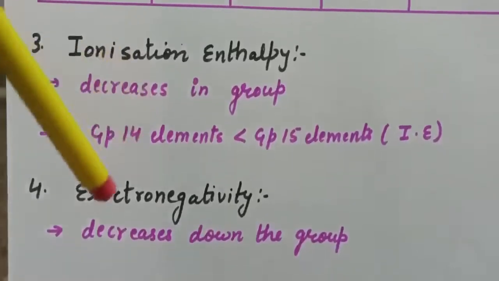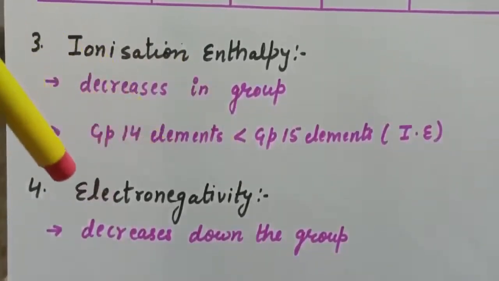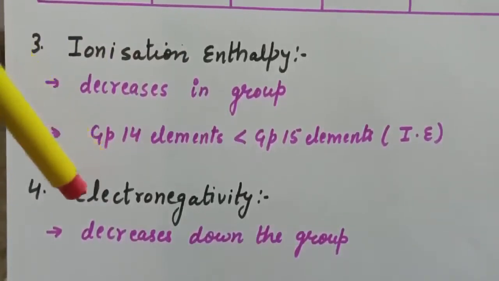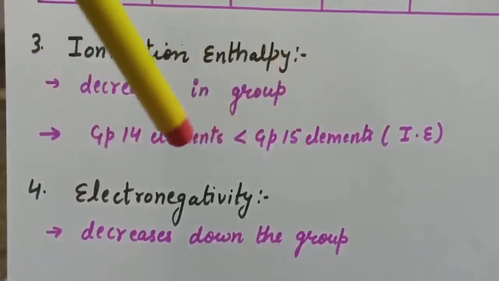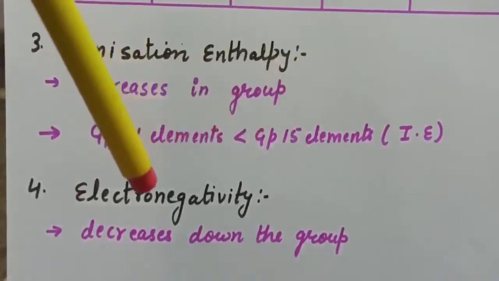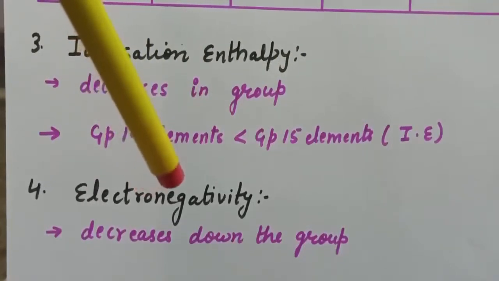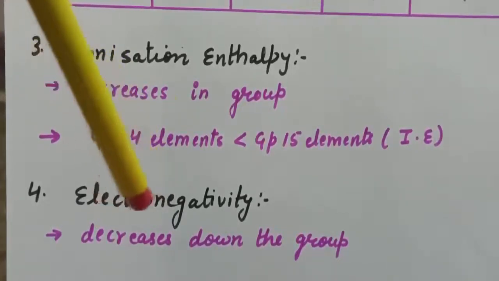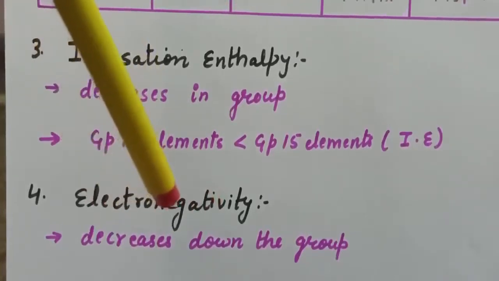Now the next property is electronegativity. Electronegativity is the tendency of an element to attract a shared pair of electrons. Now when we compare the electronegativity of group 14 and group 15 elements, due to smaller atomic size and a smaller number of electrons needed to attain the noble gas configuration in group 15, the electronegativity of group 15 is more as compared to group 14.